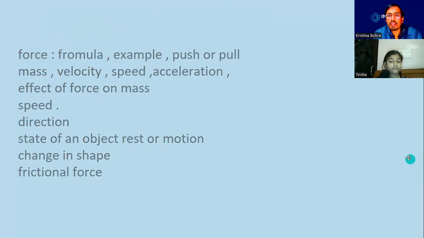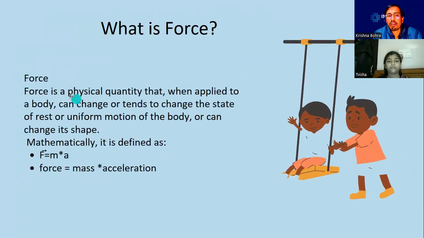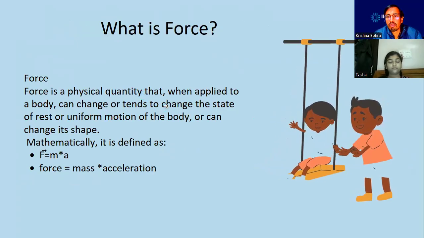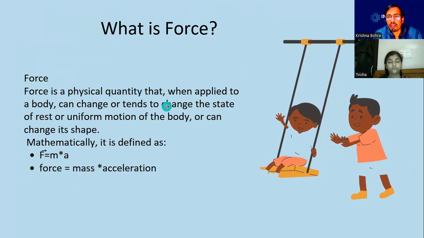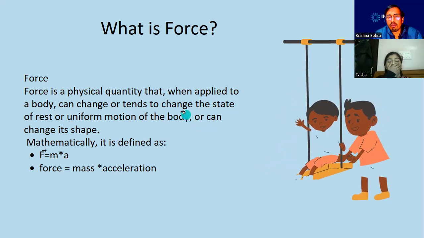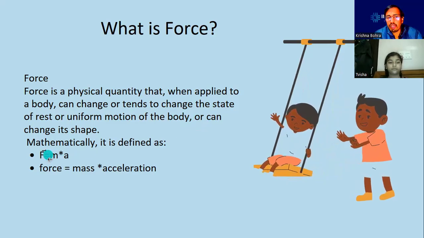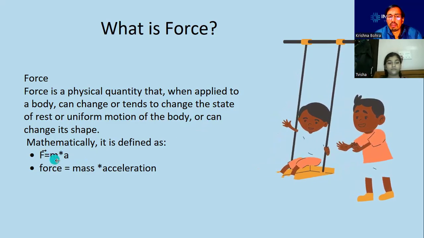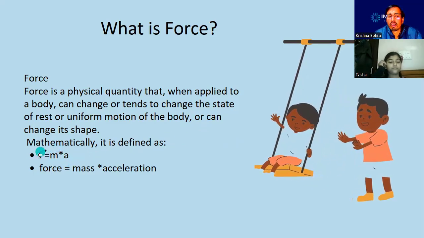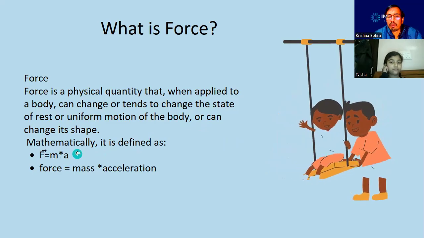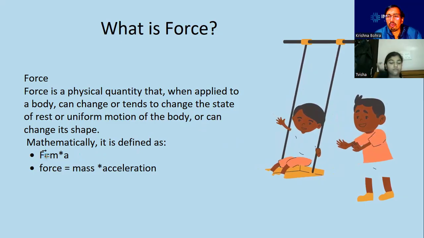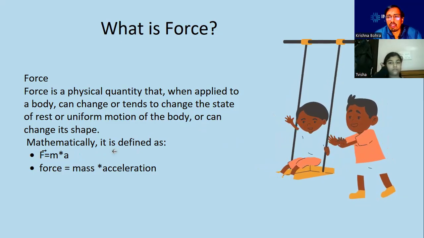So we begin with the definition of force. Force is a physical quantity which, when applied to an object, tends to or even can move it from the state of rest to motion. Then we began to understand the mathematical formula: force is equal to mass into acceleration. We do not need to focus on this particular formula now. Let's first understand the role of mass and acceleration in force.